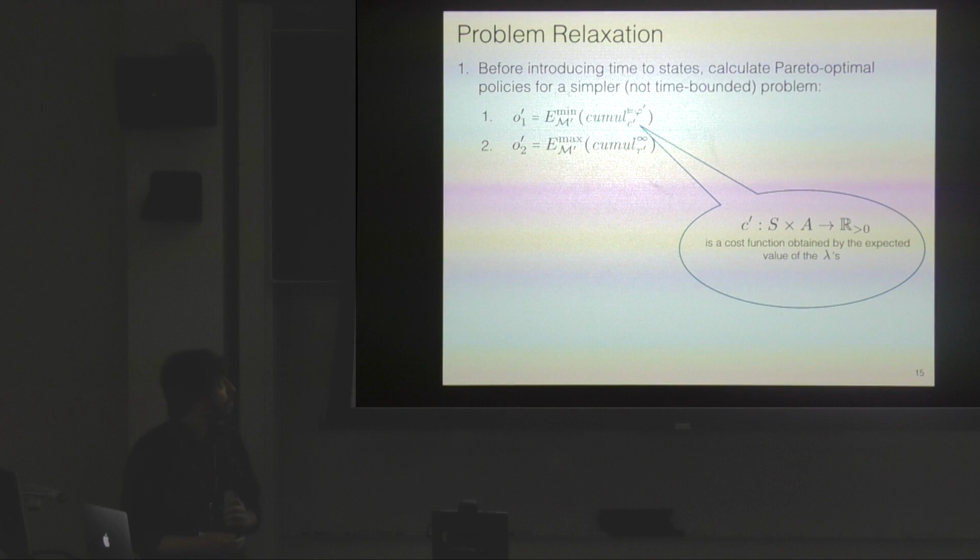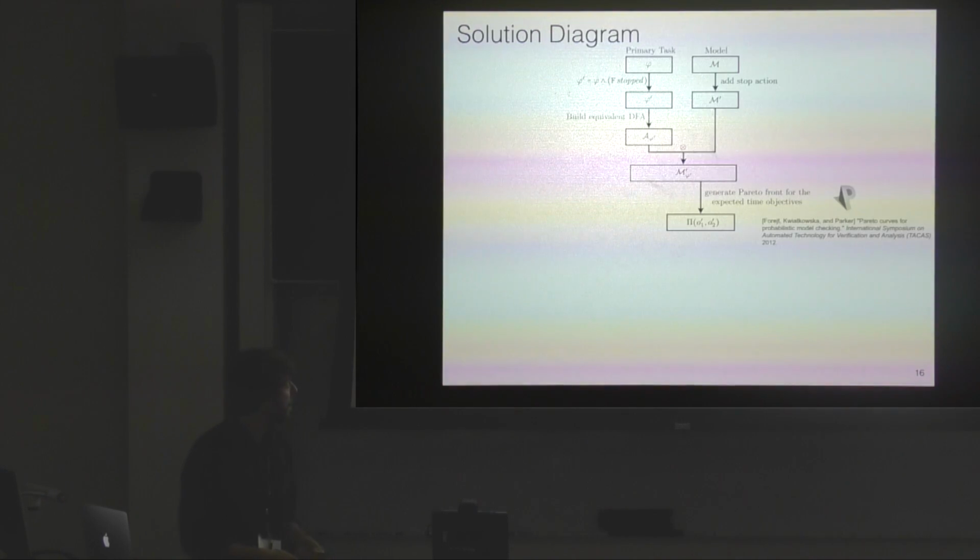In this case, the relaxed problem we're looking at is, instead of maximizing the probability of achieving our task within the deadline, we are trying to minimize the expected time, the cumulative expected time to achieve the task. This is much easier to solve because we don't really need to encode the passage of time in the state space anymore, so the models here are much smaller.